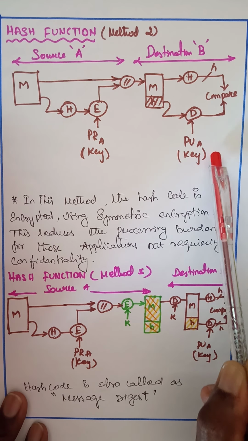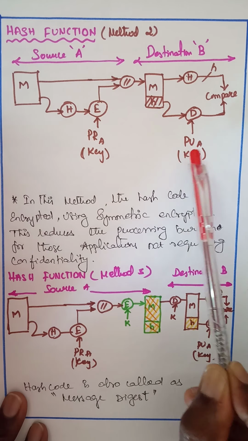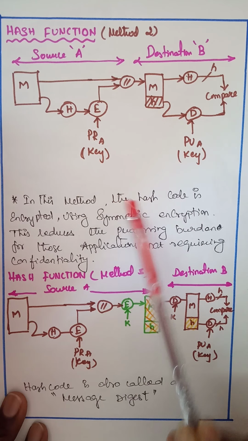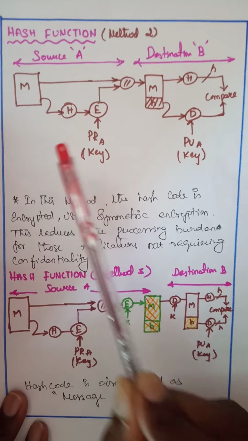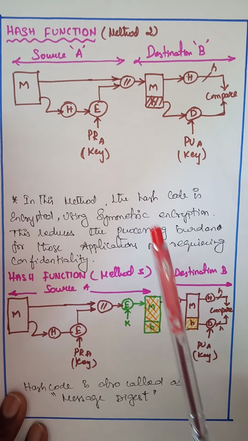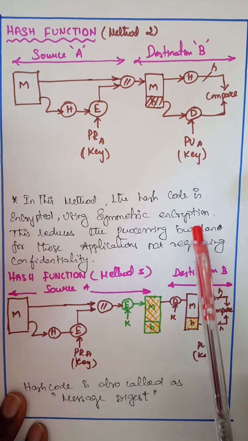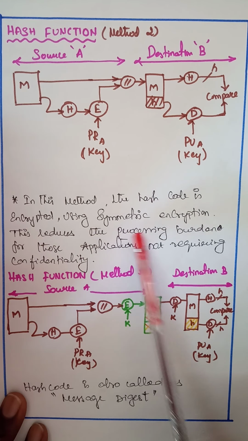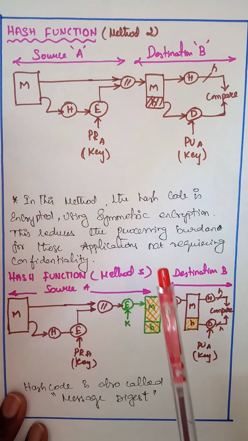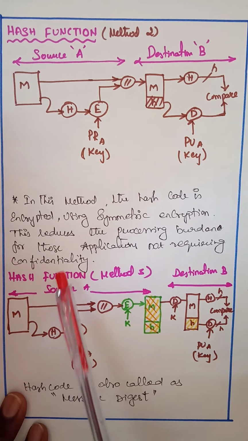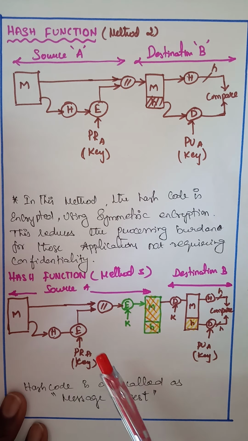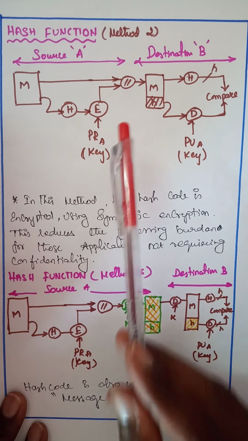So here, security is not achieved properly because we are sending the plain text as it is. In this method, the hash code is encrypted using a symmetric key. This reduces the processing burden for those applications not requiring confidentiality. So this can be achieved in method 2.